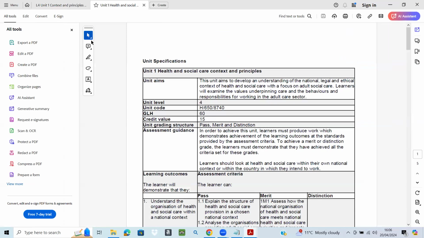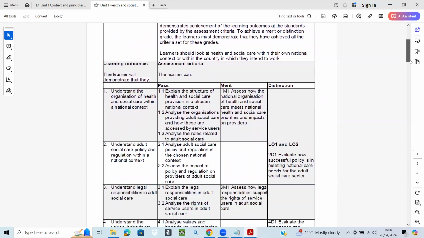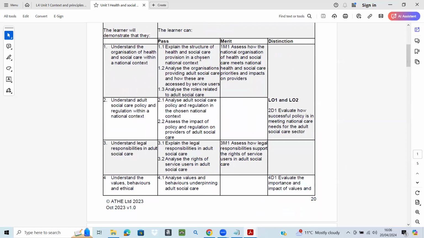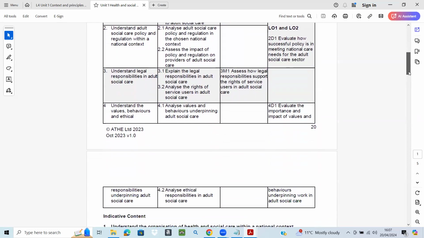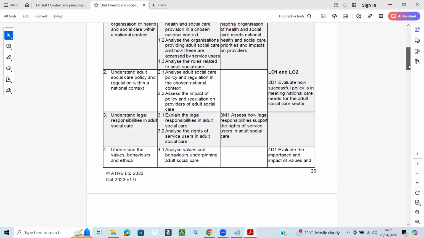So now we have the unit specification. Again, the grading structure is based on pass, merit, and distinction, and your assignment brief would be based on these pass, merit, and distinction criteria. Again, we have the 4 learning outcomes, and we have the pass, merit, and distinction criteria which we need to follow.